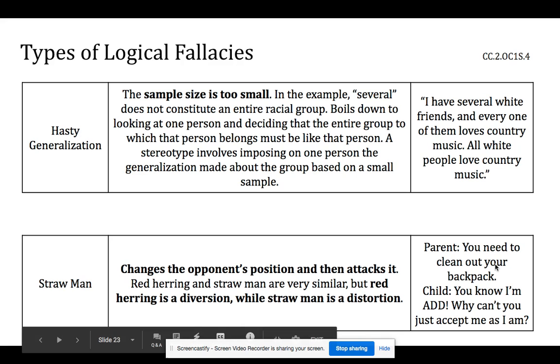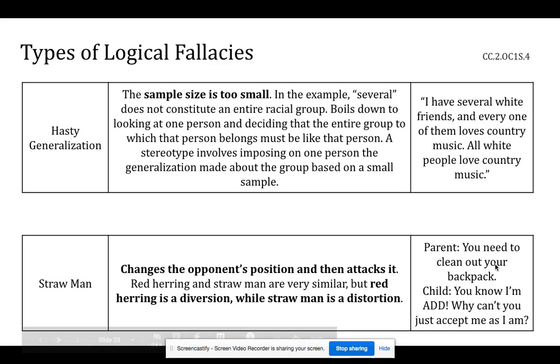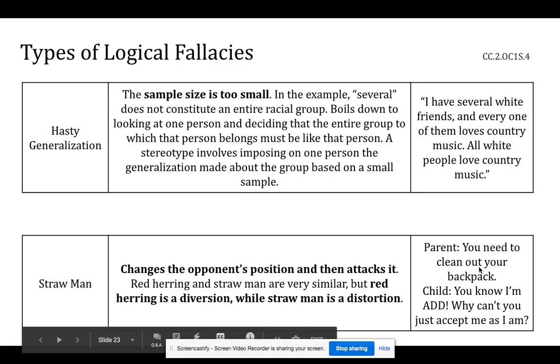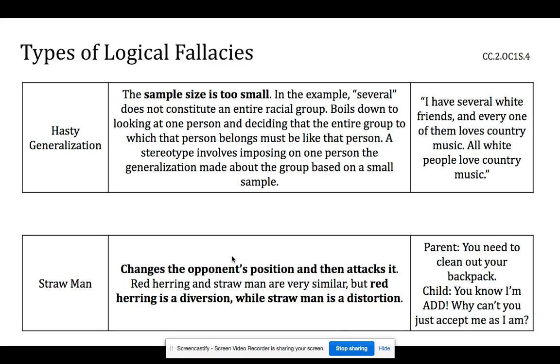Your parent was not attacking you for being ADD. That's not what they were talking about. The issue is about cleaning out a backpack, but you changed it. And so straw man is when you change the opponent's position and then attack it.